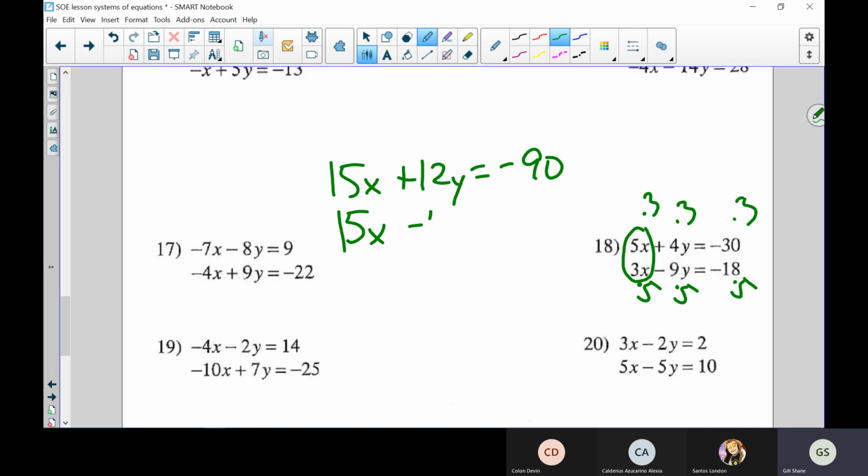15x, subtract 45y, equals negative 18. Oh, no, not negative 18. Hold on just a second. So now, I ask myself, do I have the same number in front of one of the variables? Yes.